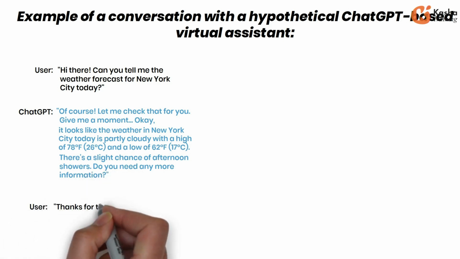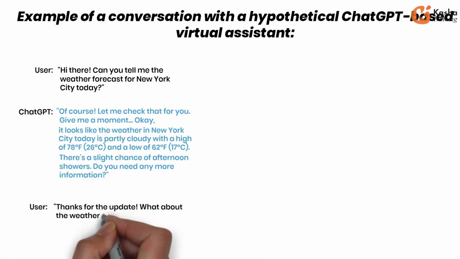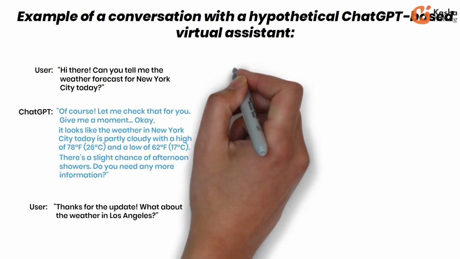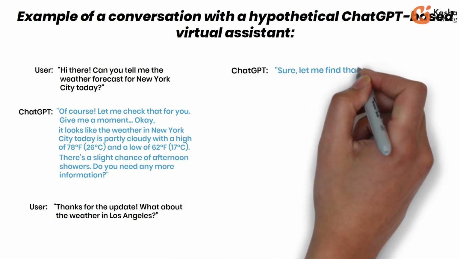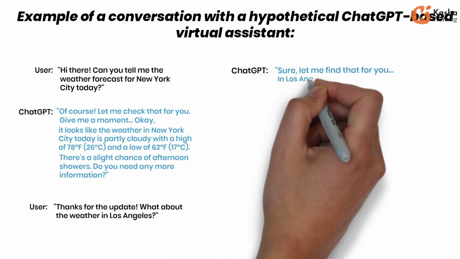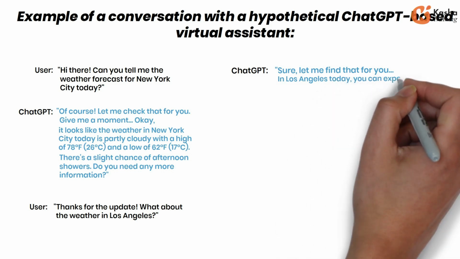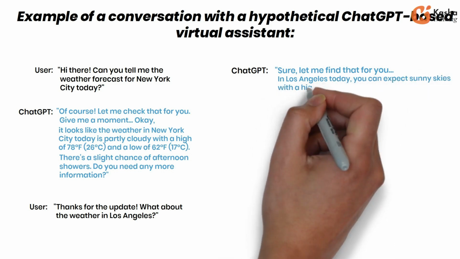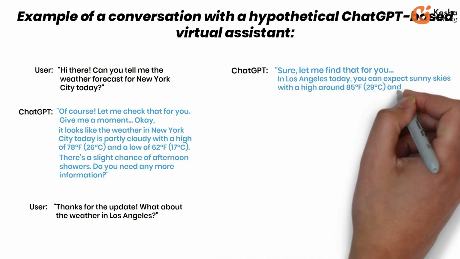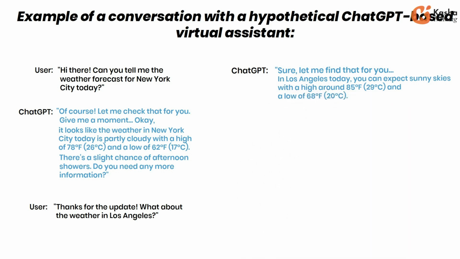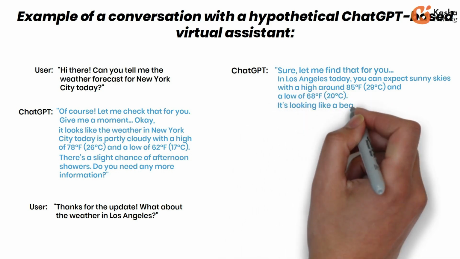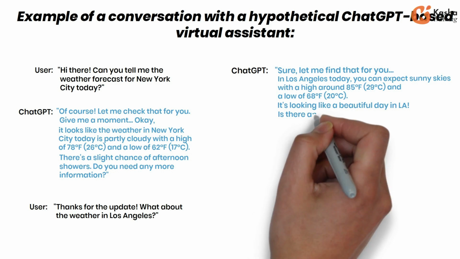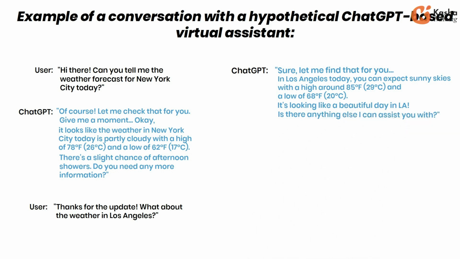User: Thanks for the update. What about the weather in Los Angeles? ChatGPT: Sure, let me find that for you. In Los Angeles today, you can expect sunny skies with a high around 85 degrees Fahrenheit, 29 degrees Celsius, and a low of 68 degrees Fahrenheit, 20 degrees Celsius. It's looking like a beautiful day in LA. Is there anything else I can assist you with?